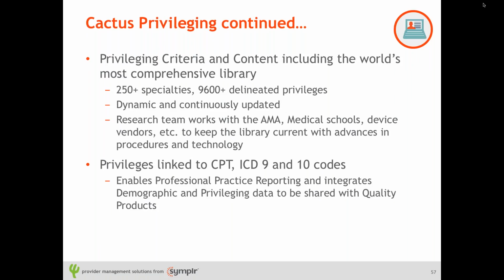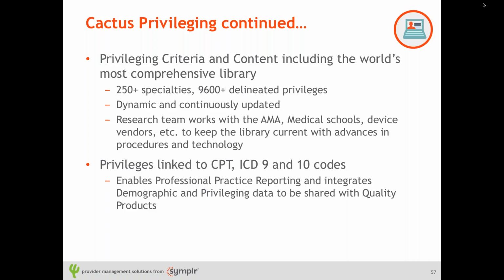So, big deal here. We've got about 9,600 different delineated privileges over 256 specialties. The idea is we're trying to bring the most comprehensive library to you and put it in your hands. You just pull down what you need from the library to use within your system, and then you can edit it to make sure it meets your bylaws and other standards. We have a research team that works to update the library on a regular basis. They're looking at different medical schools and vendor device manufacturers to find out exactly what needs to be there.